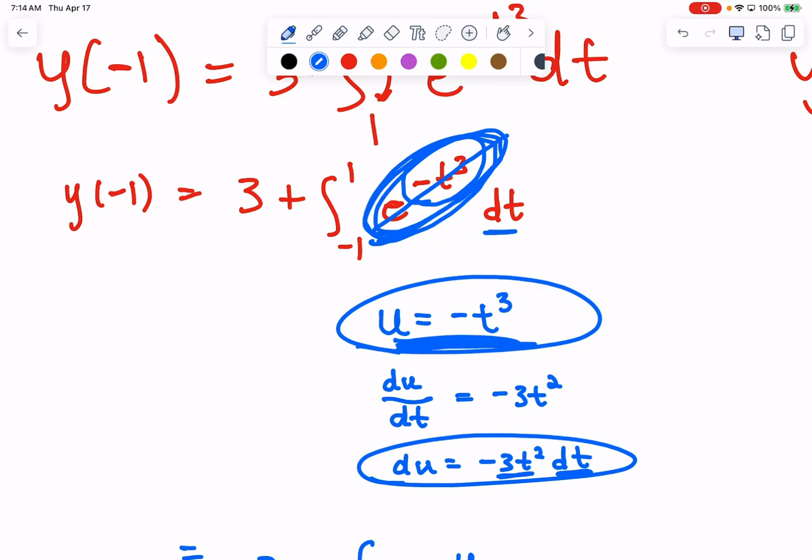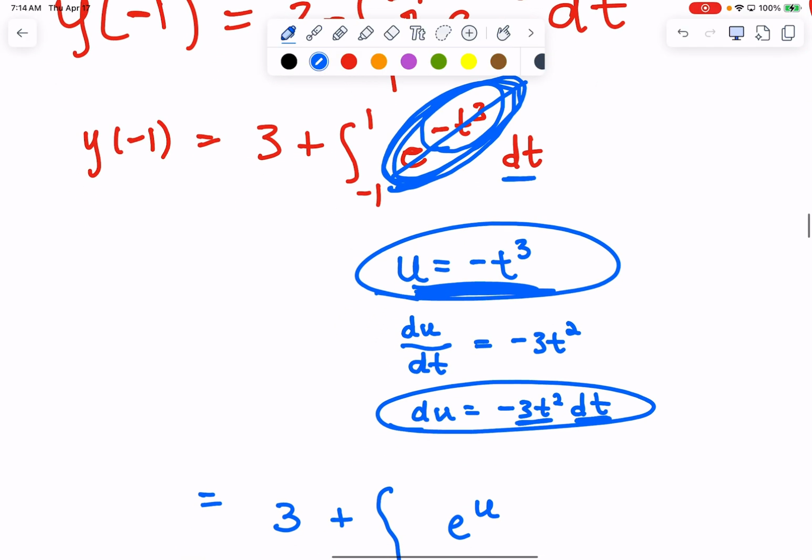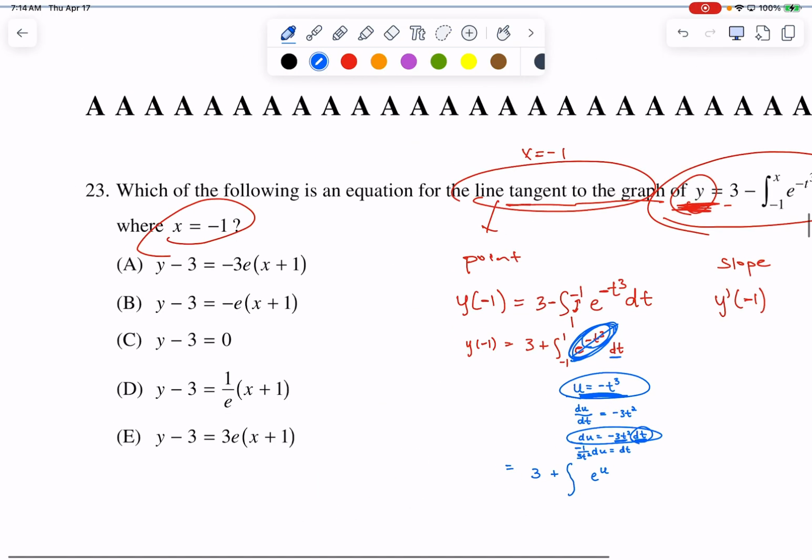Now I have a dt. You would have to solve for dt, so you'd have a negative 1/3 t squared du is equal to dt. But the problem is there's no t squared outside. Look at the answers, see if you can tell from them. What am I not thinking about here?